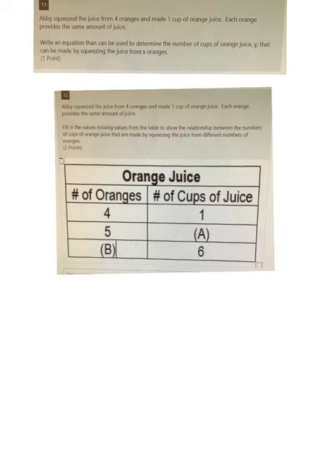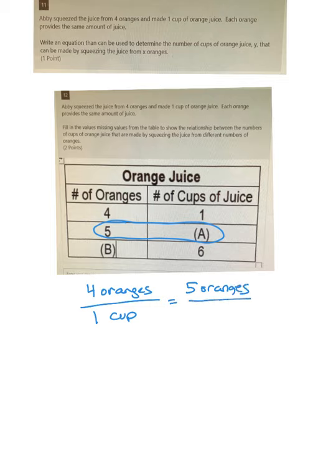So we know that it takes 4 oranges to make 1 cup, right? 1 orange only makes 1/4 cup. That was our unit rate. So we need to figure out the missing pieces, and we can use proportions to do that. So if we have 4 oranges per every 1 cup, we can say, because I'm going to use this one to figure out A, 5 oranges, notice oranges are in the numerator both times, gives me A cups of juice. So this is the one we're trying to solve.